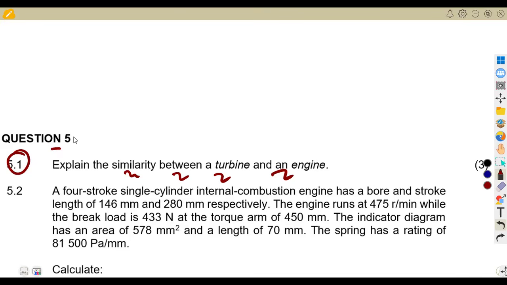So we know that the most important part between the two is that they both convert energy. All right, it's either into or from the fluid. They both convert energy. That is, this can be heat energy, it can be chemical energy into the mechanical energy. That is the one that we refer to as the mechanical power. So we can simply say both convert energy in this case.